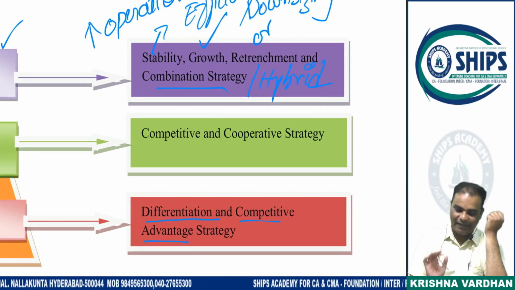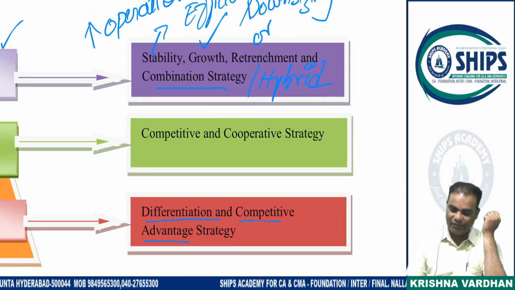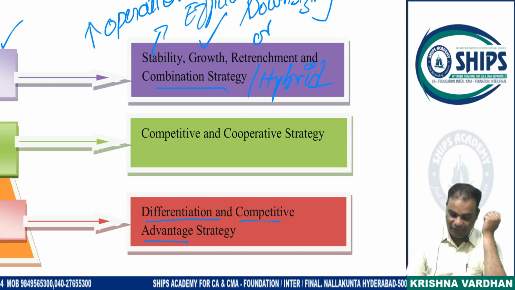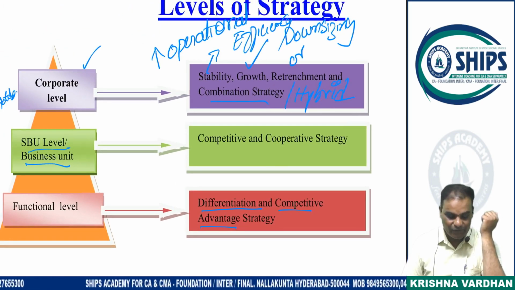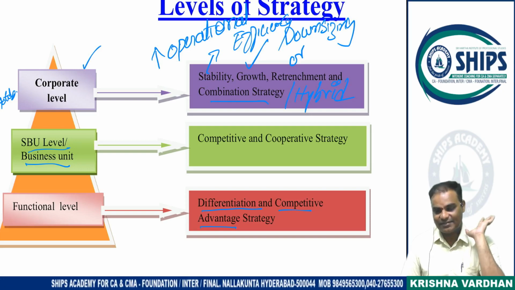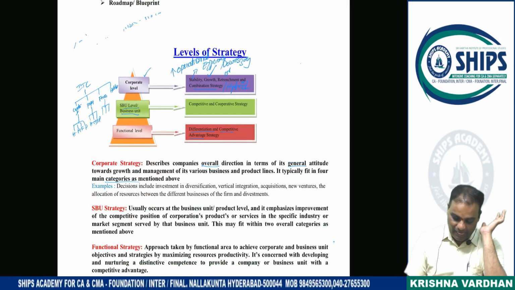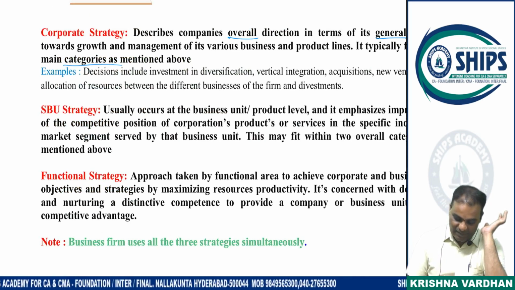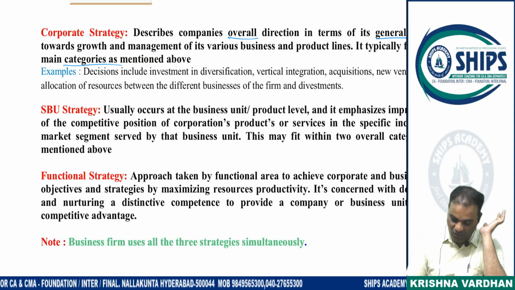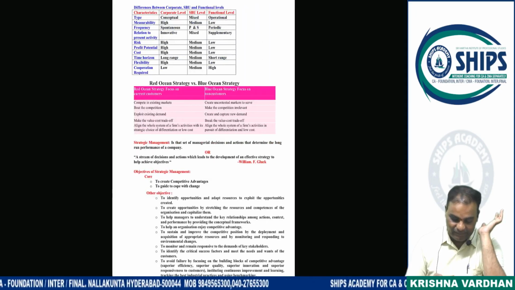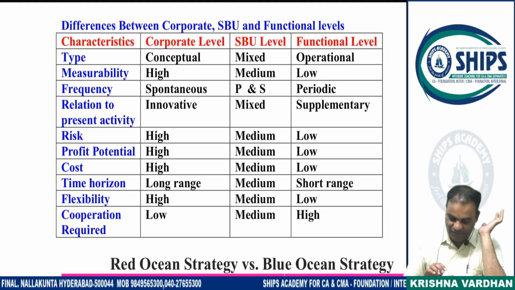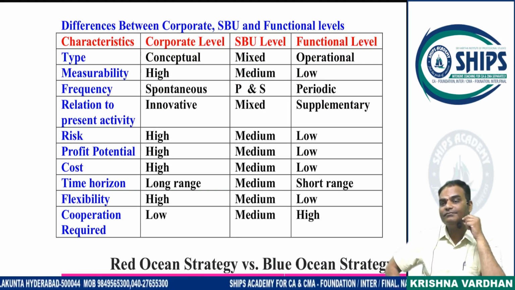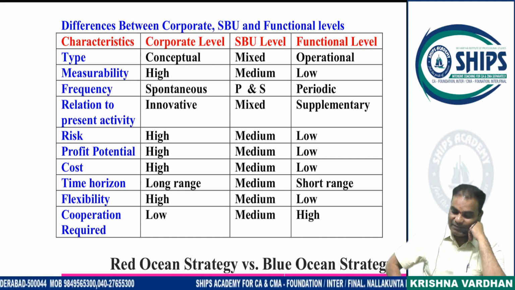So students, this particular diagram: corporate, stability, growth, retrenchment, hybrid. Second, that is SBU level, competitive and cooperative. Functional, you have differentiation of competitive. Business unit firm will use all these three strategies simultaneously. See here, I did a small differentiation. Your corporate level, SBU level, functional.